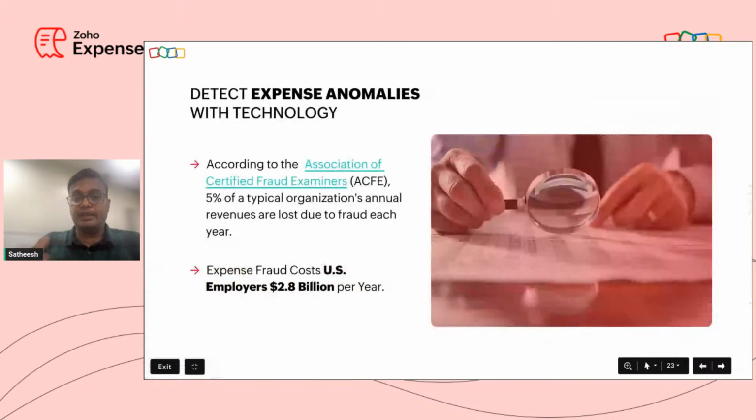And again, as I've said, this is one very alarming fact which we see particularly in the US markets, that there's huge employee fraud happening. Around 2.8 billion per year of expense fraud happens in the US. And then in any typical organization, 5% of annual revenues are lost due to fraud, right?